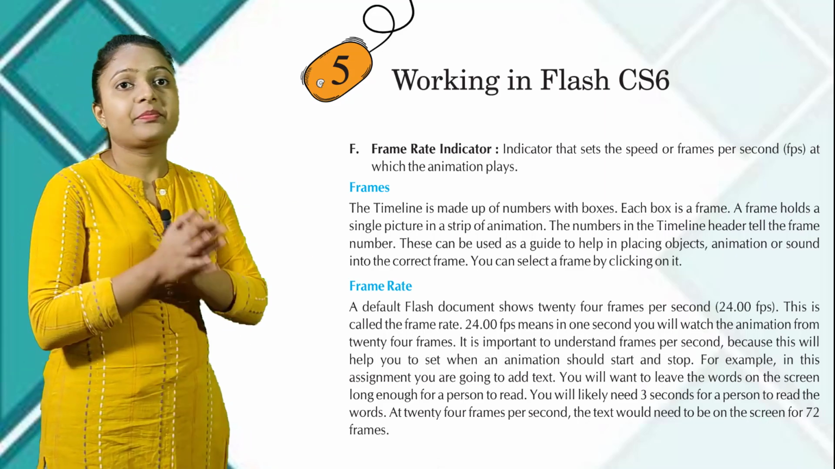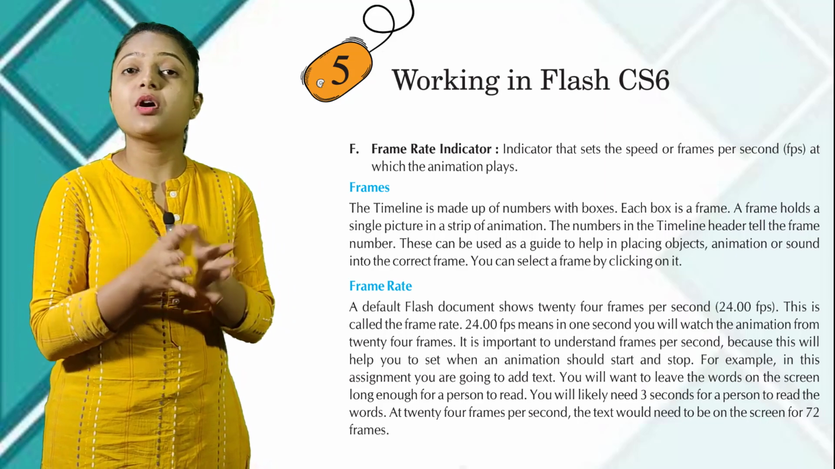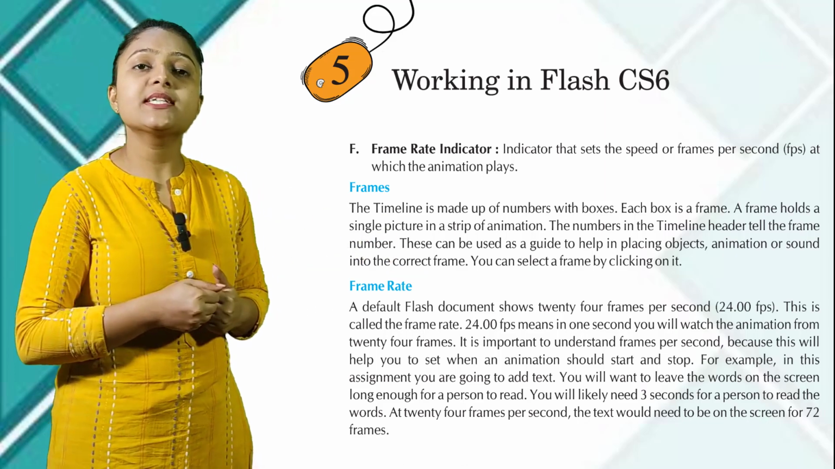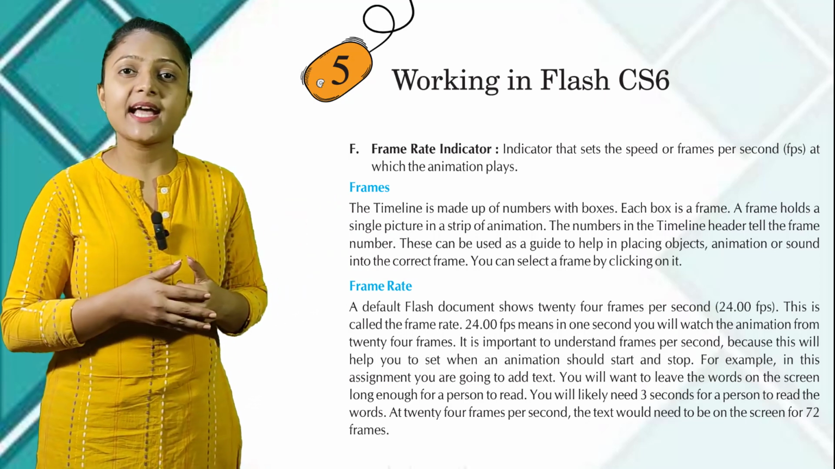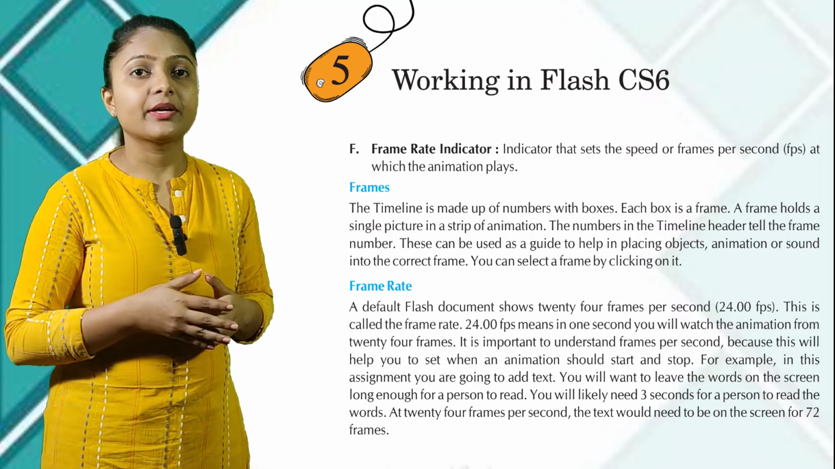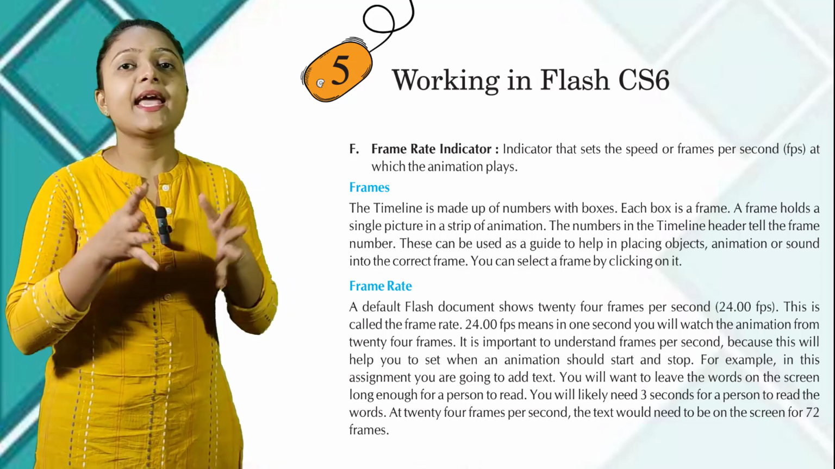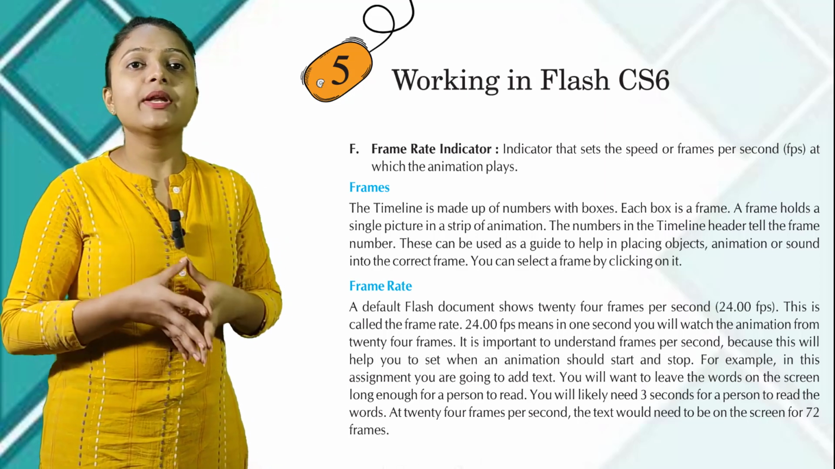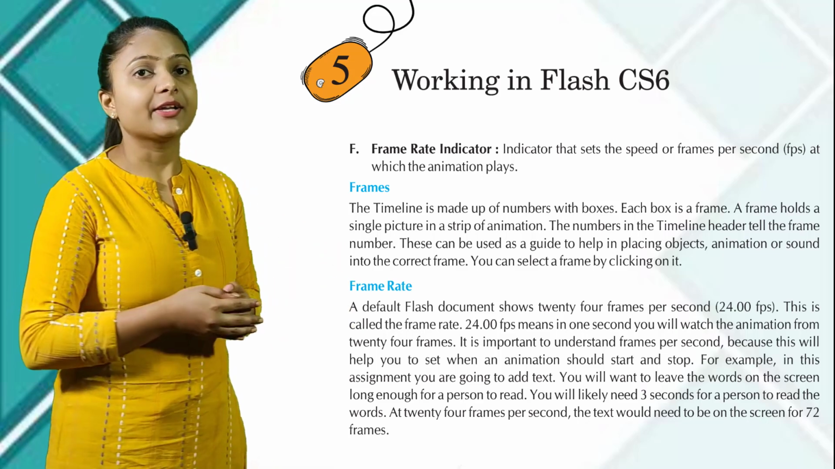Frames. The timeline is made up of numbered boxes. Each box is a frame. A frame holds a single picture in the strip of animation. The numbers in the timeline header tell the frame number. These can be used as a guide to help in placing objects, animation or sound into the correct frame. You can select a frame by clicking on it.